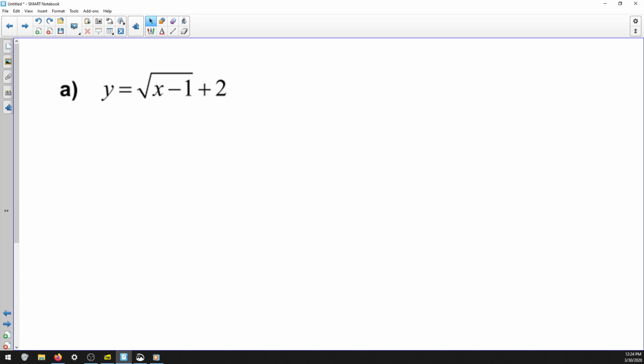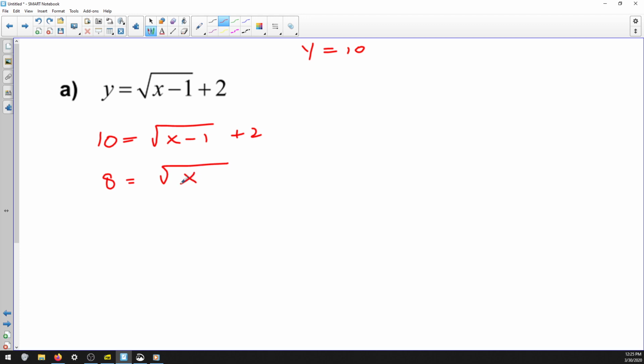For this problem, I'm going to remind myself up top that y should be equal to 10. That means I can put it wherever y is. So instead of writing y, I'm just going to put a 10 here: 10 equals the square root of x minus 1, plus 2. Now my job is just to get x alone, and the way we do that is to get whatever has x in it by itself. I'm going to start off by subtracting the 2 to the other side, so it's 8 equals the square root of x minus 1.